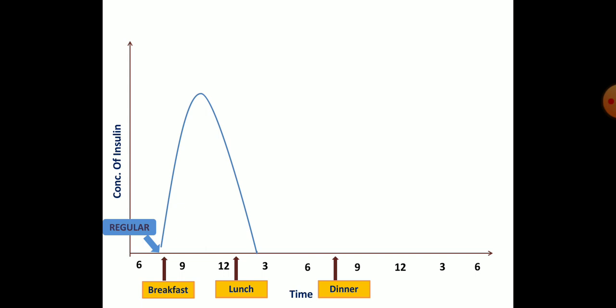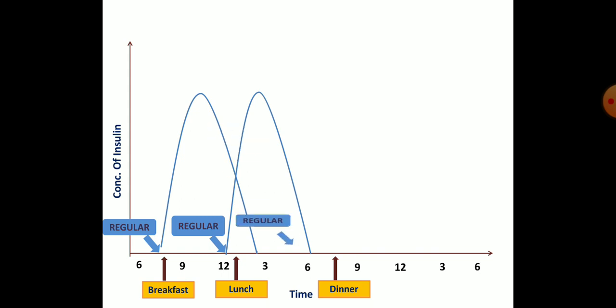But at the same time, its duration of action is 6 to 8 hours. So it is not sufficient to control, forget about the 24-hour blood sugar control, it is even not able to control the post lunch hyperglycemia. And that's why one has to administer again the regular insulin 1 hour before the lunch time, and at the same time one has to administer regular insulin 1 hour before the dinner.